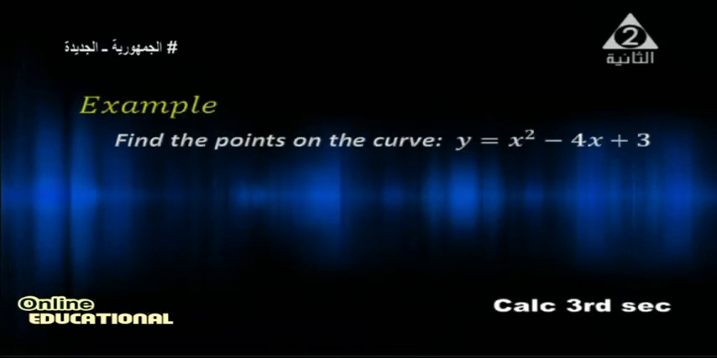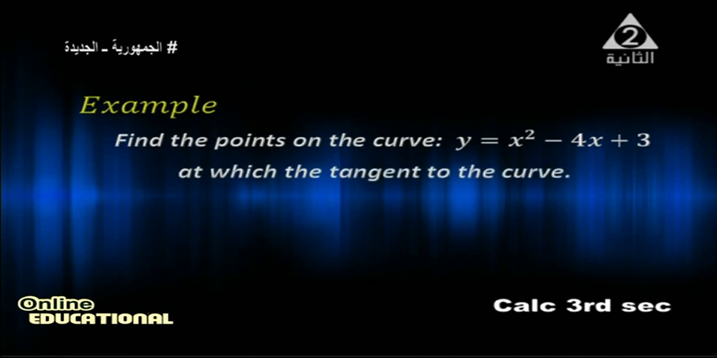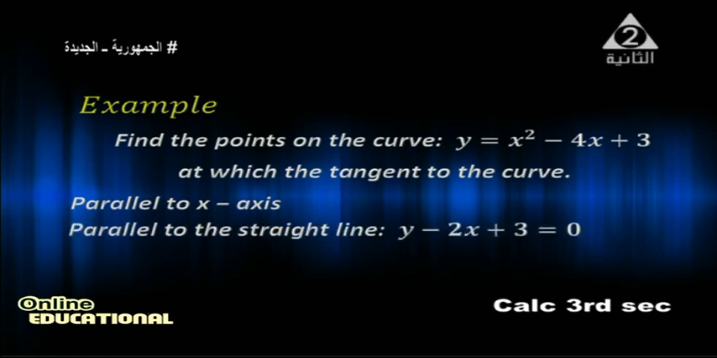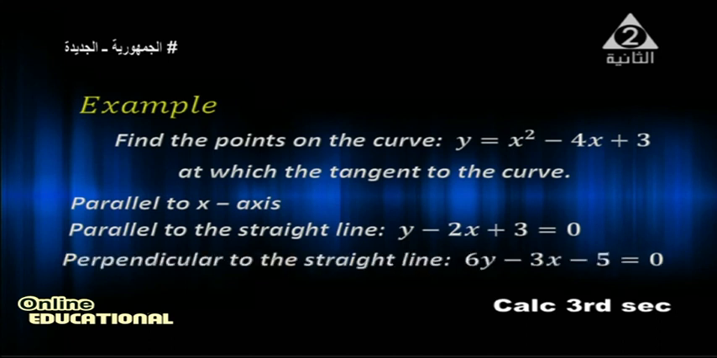Find the points on the curve y equals x² minus 4x plus 3, at which the tangent to the curve is: number 1, parallel to the x-axis; number 2, parallel to the straight line y minus 2x plus 3 equals 0; number 3, perpendicular to the straight line 6y minus 3x minus 5 equals 0.